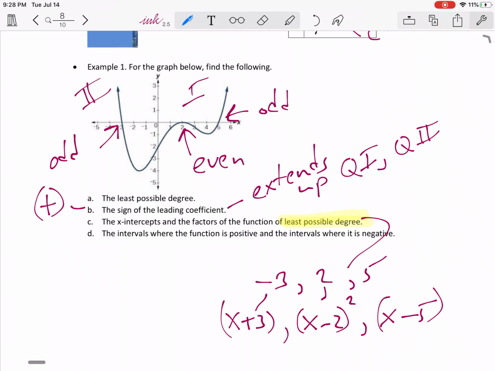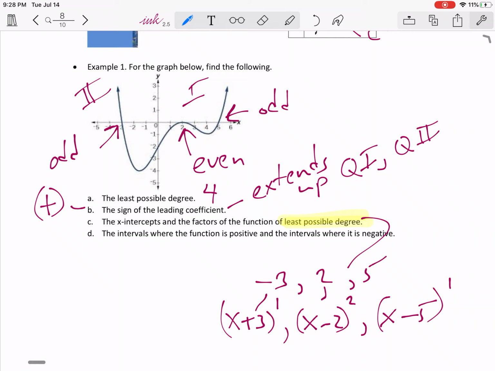So if you look at what we've got here, we've got a power of 1, power of 2, and a power of 1. So altogether, what does that give you? That gives you a power of 4. So the least possible degree, to come back to part A, is going to be 4 because of 1, 2, 1. That works out to the 4th power.